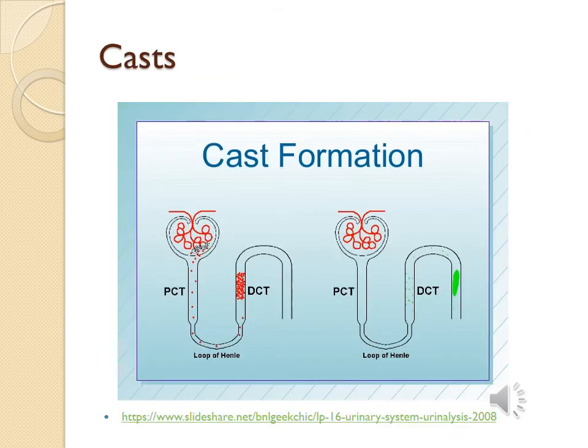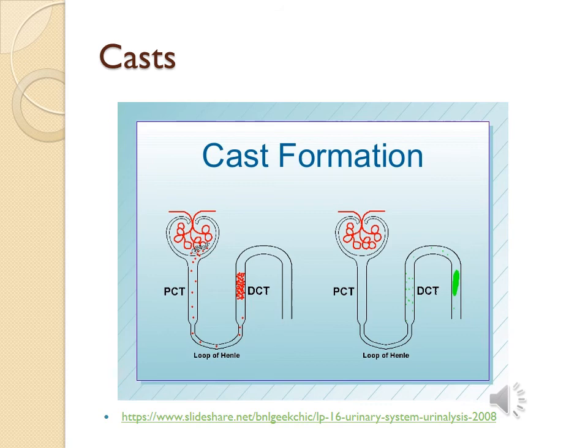This picture shows how casts are formed. During inflammation of the nephron, RBCs or WBCs accumulate and gather in the distal convoluted tubule, and there they aggregate together and form a molded structure in the shape of the distal convoluted tubule. Then this structure after some time gets loosened, dislodged, and appears in urine in the same shape.